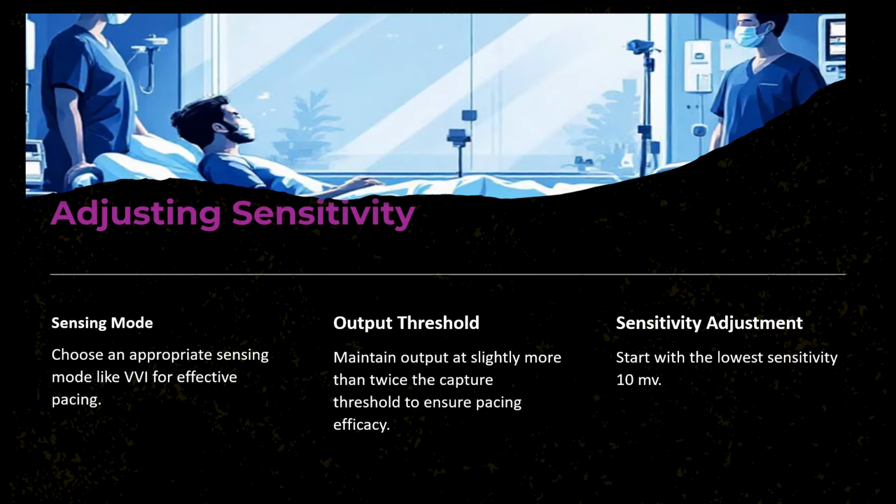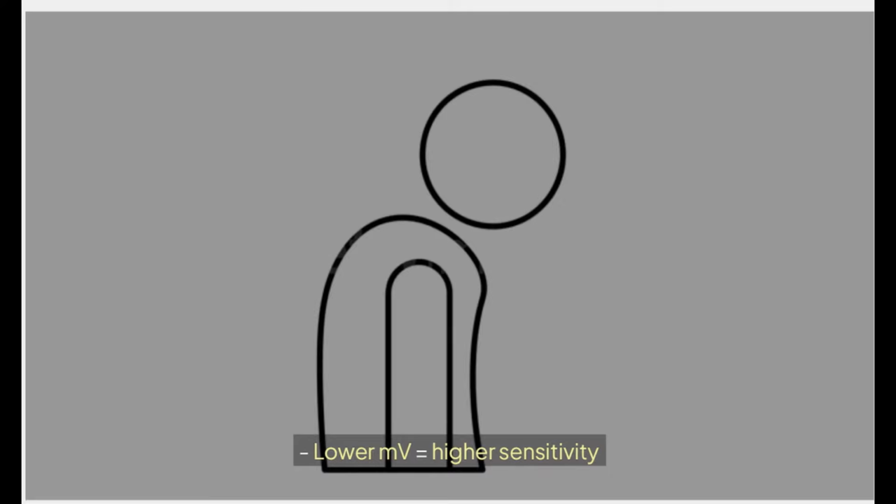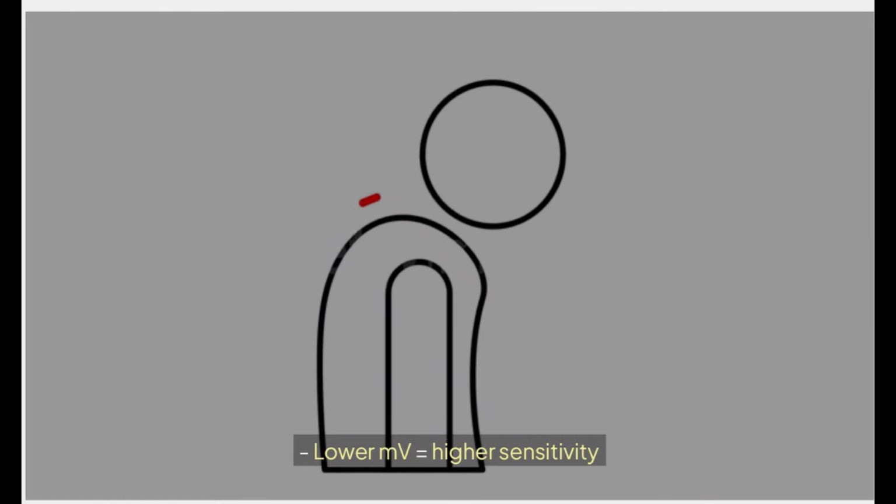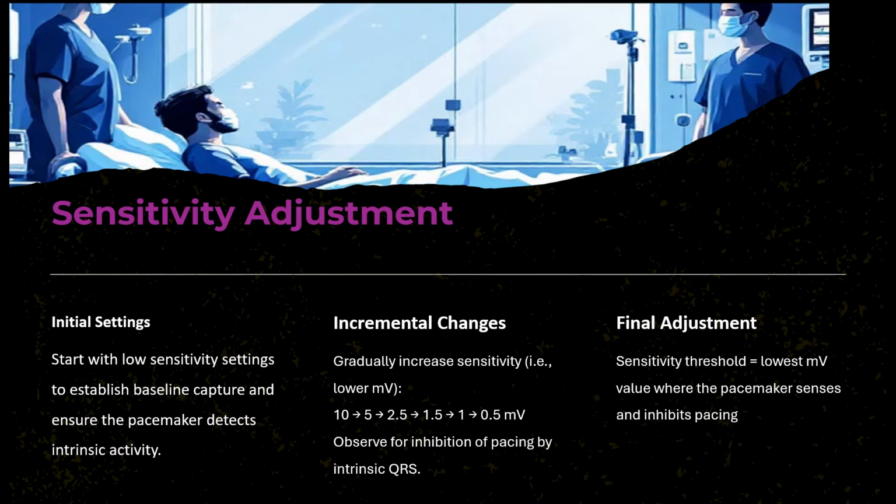Output threshold. Maintain the output at more than twice the capture threshold to ensure effective pacing. Sensitivity adjustment: start with the lowest sensitivity, 10 millivolts. Keep in mind that the lowest millivolt is the highest sensitivity. How to adjust the sensitivity? We will start with the lowest sensitivity, which is equal to the higher millivolt, establish baseline capture, and ensure the pacemaker detects intrinsic activity.